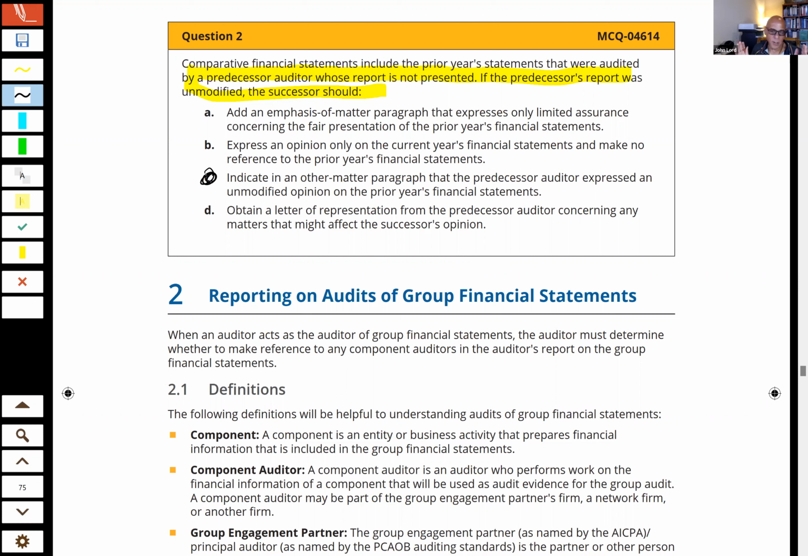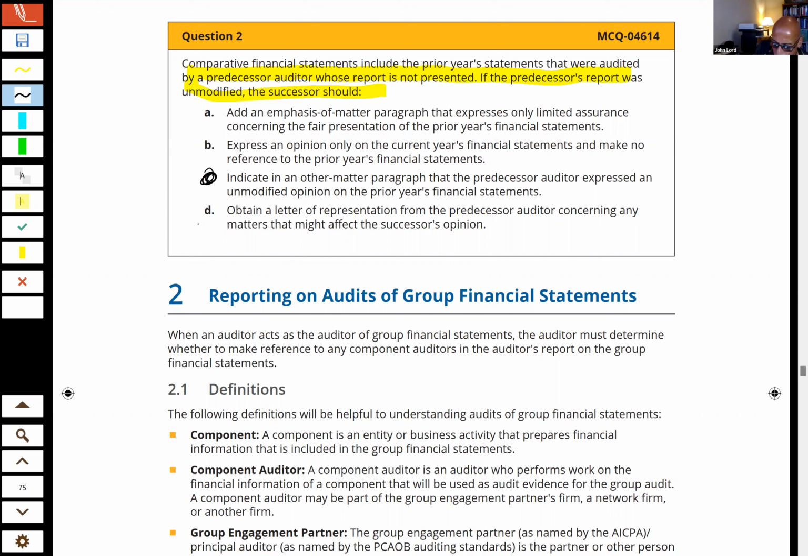The letter that comes, and probably why some of you got a little attracted to D there, is that there is a letter, but the letter goes from what? From the successor to the predecessor, indicating that I'm not aware, if I was the successor, of any problem with the financial statements, because I have 365 days, whatever, of hindsight now that might unveil some information to me about your report. You're on the outside looking in. You're not going to be giving any assurances.